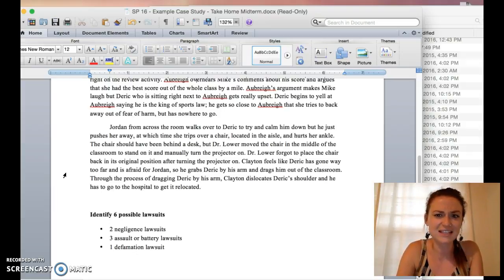Clayton feels like Derek has gone way too far and is afraid for Jordan, so he grabs Derek by his arm and drags him out of the classroom. Through the process of dragging Derek by his arm, Clayton dislocates Derek's shoulder and he has to go to the hospital to get it relocated.